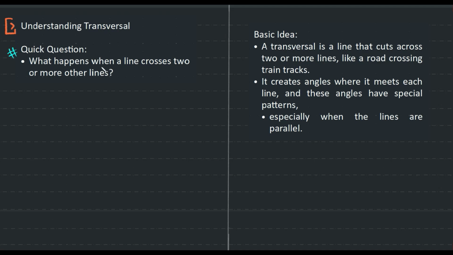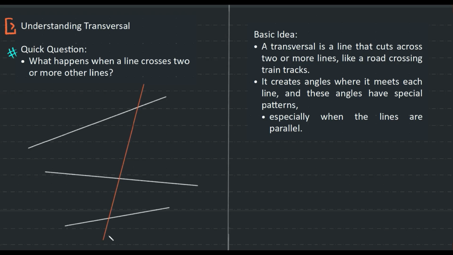So we have a question over here. What happens when a line crosses two or more lines? Say we have a bunch of lines like this. So we are looking at what kind of things we can observe. The relationship between this yellow line, or orange line, sorry, with the white lines. So what is the relationship between the red line, I'm calling it a red line, orange line, and the white lines basically. Okay, so I'm interchanging red and orange there, but yeah, I mean this line.